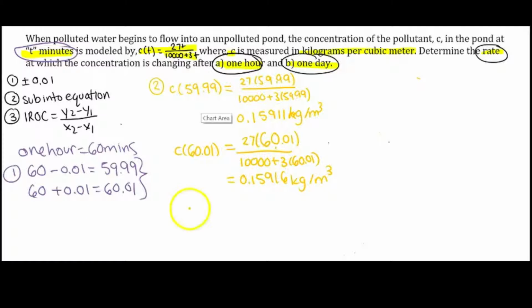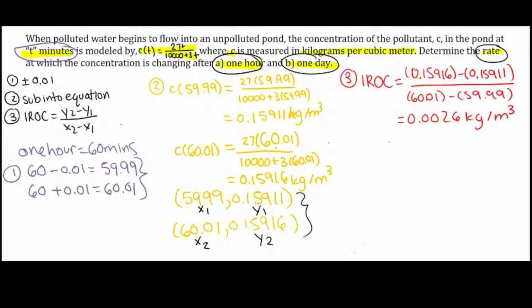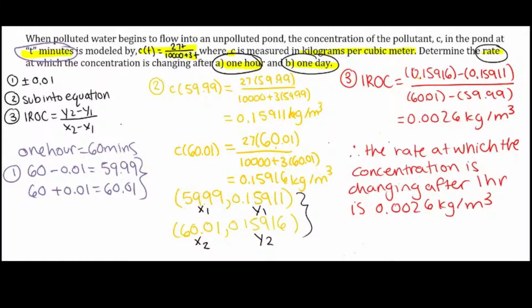Now let's put these into coordinate form so it is easier to sub into our IROC equation. Now that we have our points, we know that this is x1 and this is y1, and that this is x2 and this is y2. Now let's sub these 2 coordinates into our IROC equation. So our instantaneous rate of change after 1 hour should be 0.0026 kilograms per cubic meter. Now let's write a therefore statement. Therefore, the rate at which the concentration is changing after 1 hour is 0.0026 kilograms per cubic meter.